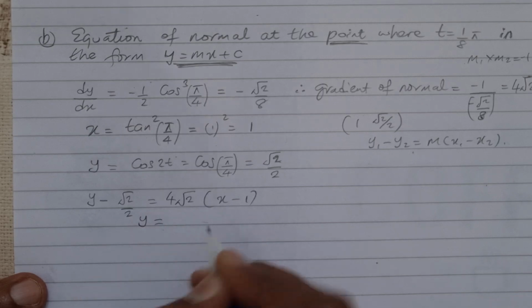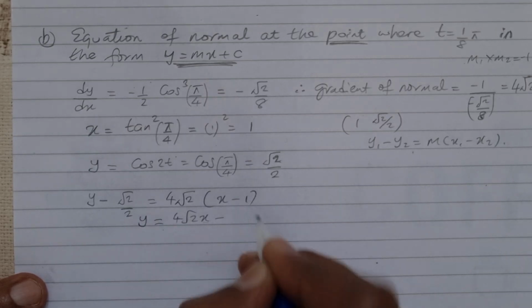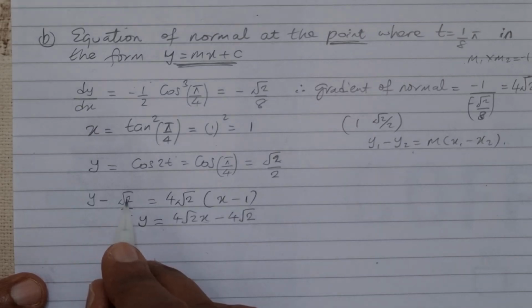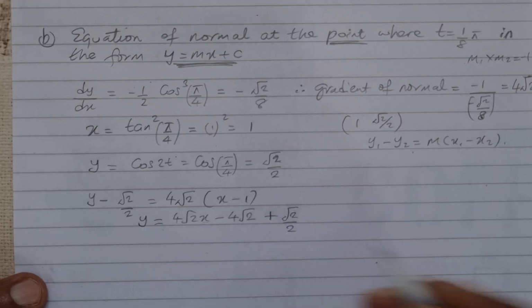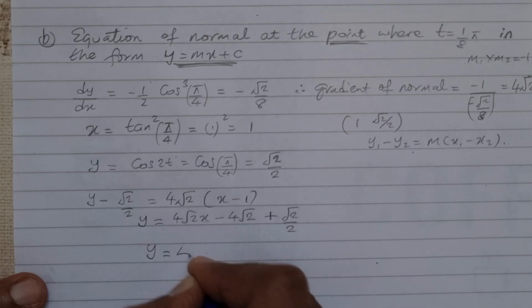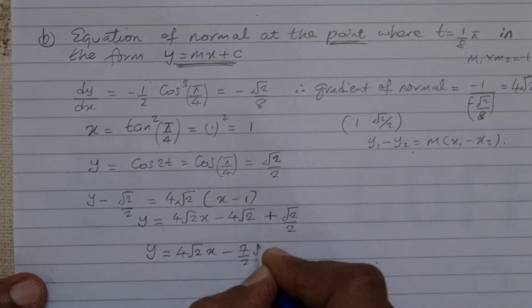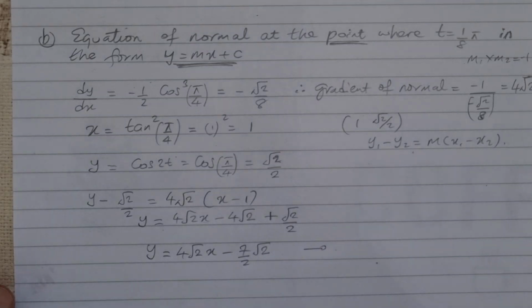So I have y is equal to 4 root of 2 times x minus 4 root of 2, and minus root of 2 over 2 can go on the other side, becomes plus root of 2 over 2. That's half root of 2. So minus 4 plus half is minus 3.5, which is minus 7 over 2. So what I'm saying is that y is going to be equal to 4 root 2 x minus 7 over 2 root of 2. So that turns out to be the equation of the normal. Part B of the question is done. Take care.